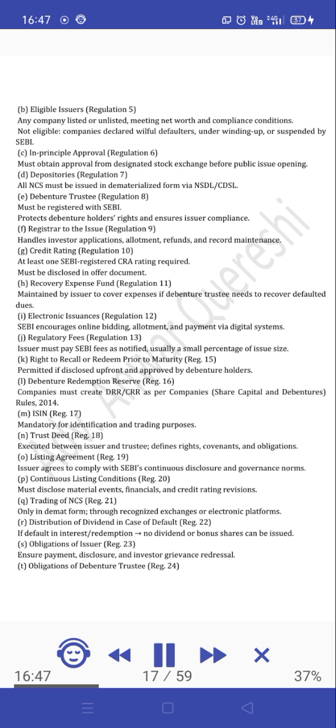L. Debenture redemption reserve, Regulation 16. Companies must create DRR/CRR as per Companies (Share Capital and Debentures) Rules, 2014. M. ISIN, Regulation 17. Mandatory for identification and trading purposes. N. Trust deed, Regulation 18. Executed between issuer and trustee. Defines rights, covenants, and obligations.